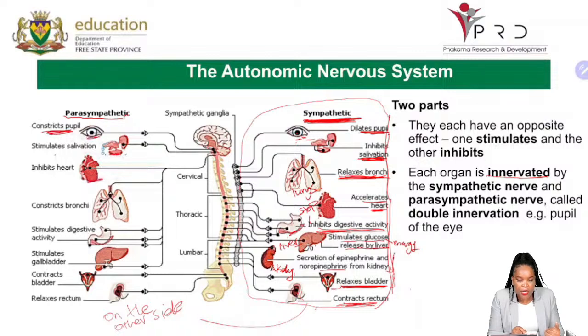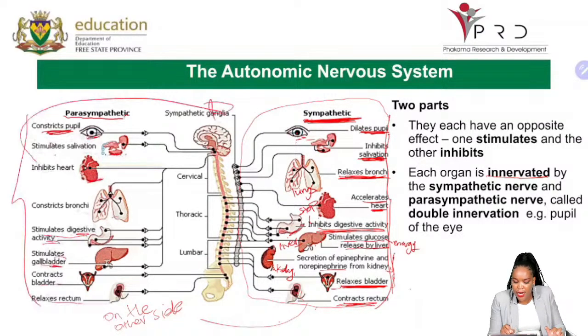And then the heartbeat comes back to normal because you no longer need that much oxygen to go to your lungs. And then the bronchi constrict, it stimulates digestive system activities, and then also stimulates the gallbladder and the liver, also constricts the bladder, and then relaxes the rectum. So all of these are just the opposite of what was happening in the sympathetic division. So the parasympathetic, para means it comes down, parasympathetic. But the sympathetic one is the one that was heightened to help you to flight or fight. Right. So I hope you understand how now the peripheral nervous system works together with the autonomic nervous system.